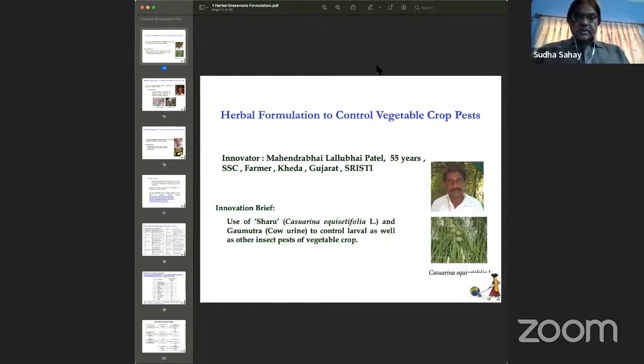This is another plant which is commonly known as saru, that is the Casuarina equisetifolia. And this plant in the vegetable pest has shown good results. Why I am showing you this slide is to make you aware how we are coming to know about the name of the plant which is being used by different innovators for different purposes.